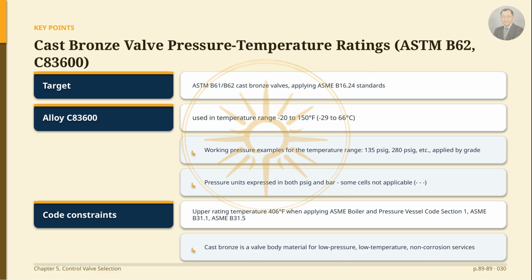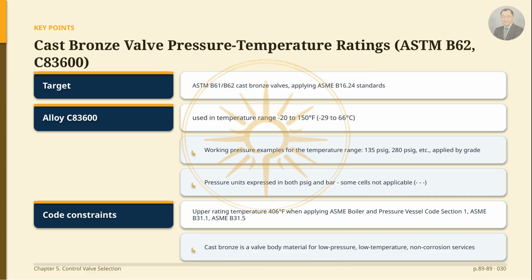For this temperature range, operating pressure values such as 135 psig and 280 psig are provided depending on the rating, and pressures are shown in both psig and bar units. Some cells in the table are left blank with dashes where values do not apply to those conditions. There is one important note.